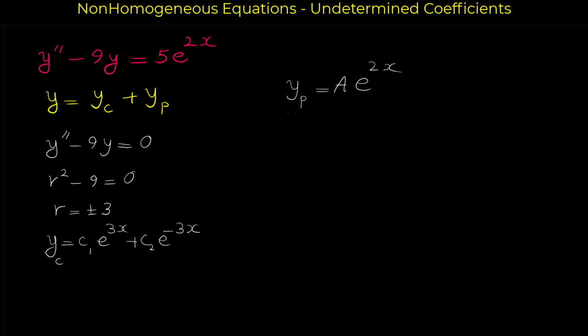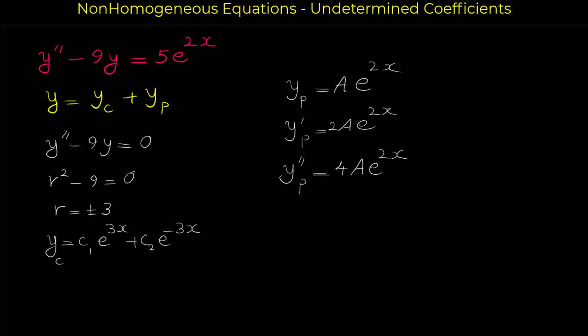first we have to find the second derivative of this. y prime is, a is a coefficient, we have to take the derivative of e to the 2x. The derivative of e to the 2x is e to the 2x multiplied by the derivative of 2x. Don't forget the chain rule. The derivative of 2x is 2. So the derivative of a times e to the 2x is 2a e to the 2x. Now the second derivative of this equals 4a e to the 2x.